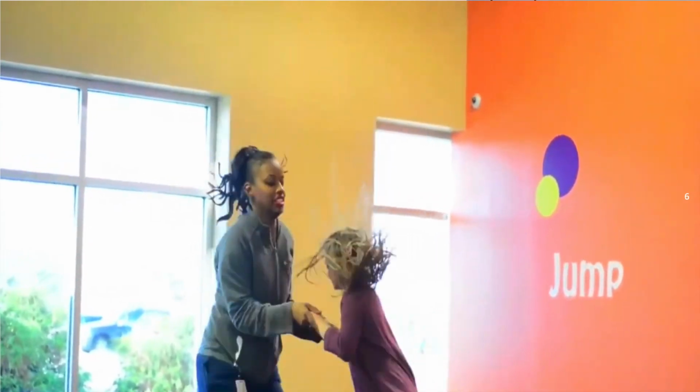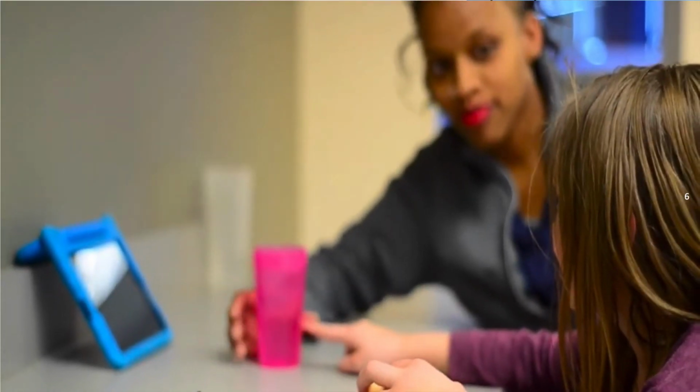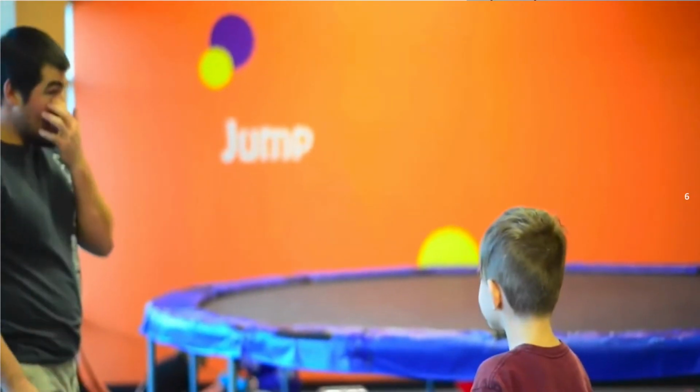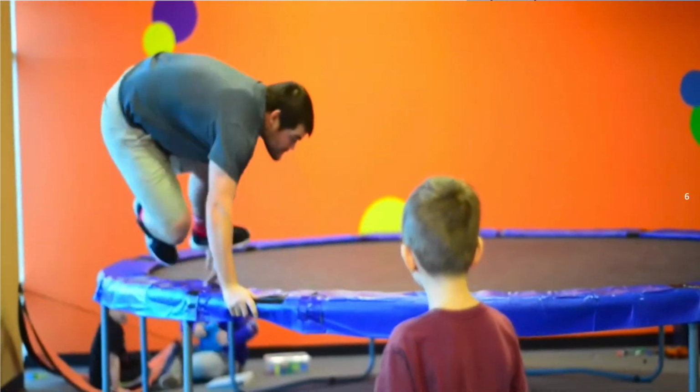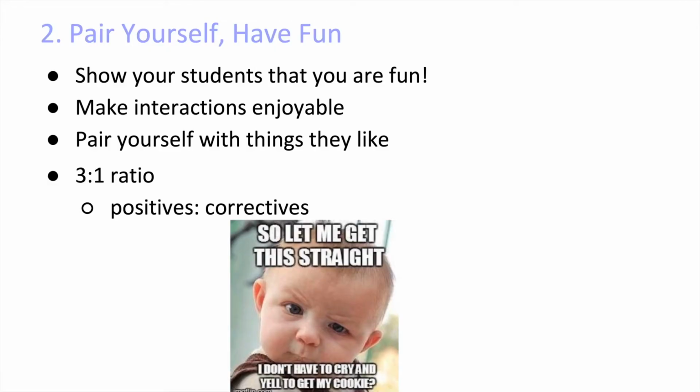By pairing yourself with these things that they like, you and your voice will become a reinforcer. A 3-to-1 ratio of positive statements to corrections is extremely important. Think of this as filling up their piggy bank with tons of positive statements. So when you have to correct a misbehavior, the positive working relationship is more likely to be maintained.